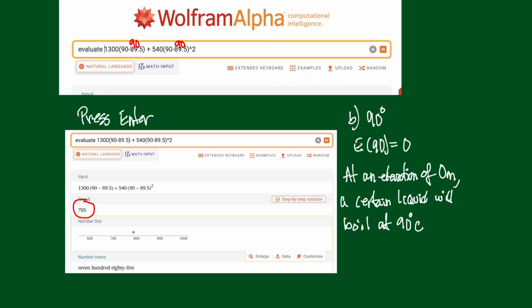And what does it mean? When the input is 90, the output is 0. Now, what is the input? The input is the temperature, and the output is the elevation. So I'm going to write this like this. At an elevation of 0 meters, a certain liquid would boil at 90 degrees Celsius.